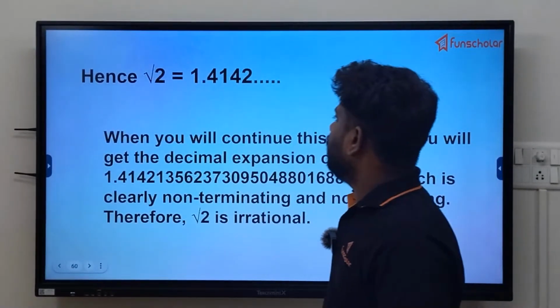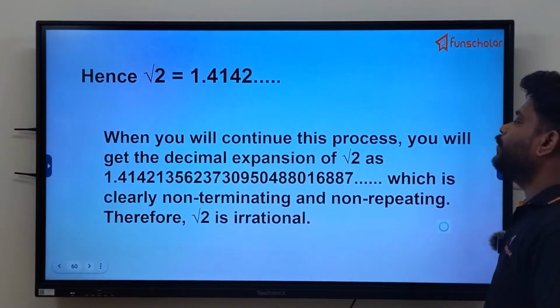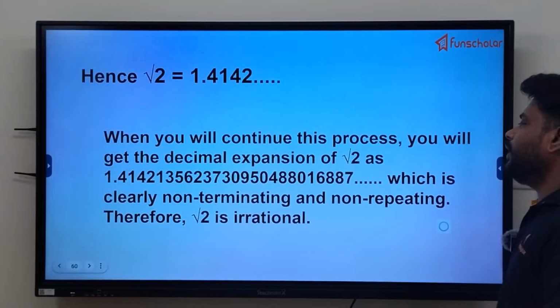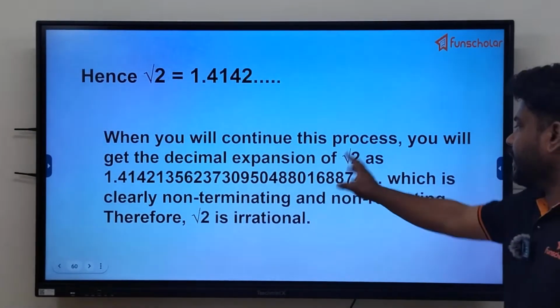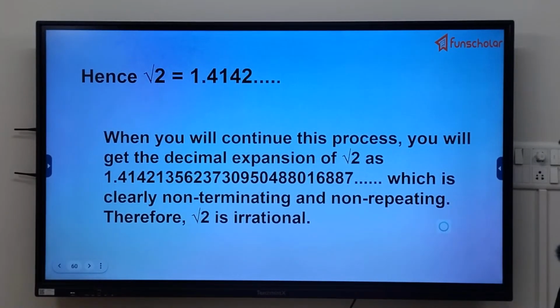Okay, so when you continue this process, you will get the decimal expansion of root 2 like this, which is clearly non-terminating and non-repeating. Therefore, root 2 is an irrational number.